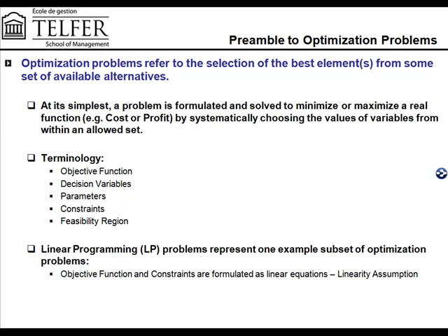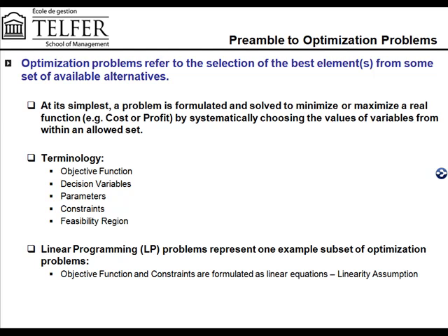The fourth term here is constraints, and these are limitations that can restrict the possible choices you have for your decision variables. So you mathematically express these constraints with equalities and inequalities: greater than or equal to, less than or equal to. There could be upper limits and lower limits to certain things, and you express them as your constraints.